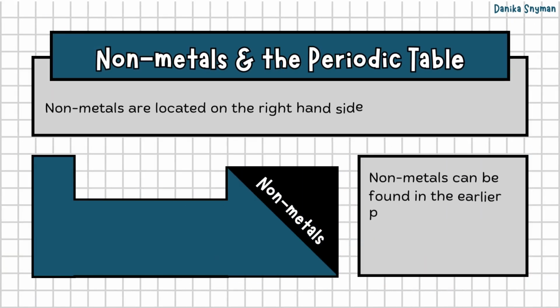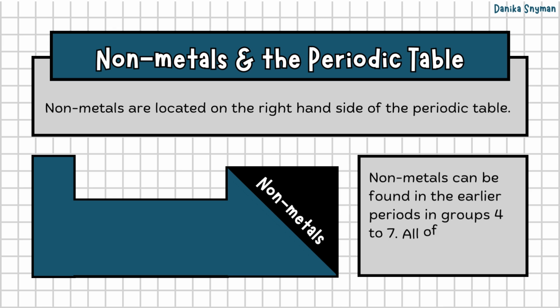Okay, guys, let's see. Non-metals are on the right side of the periodic table. We find them in groups 4 to 7, like carbon and nitrogen. Group 0 is also full of non-metals like helium and neon. If you don't know where the groups and periods are on the periodic table, that's in a separate video that you can also watch after this one.